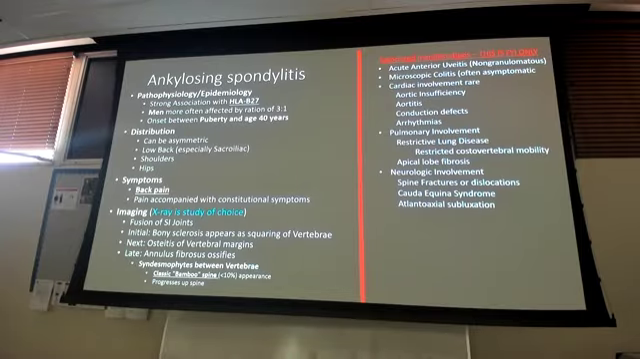Okay. Ankylosing spondylitis. Strong association with HLA-B27, you'll learn more about that in the future. Onset between puberty and age 40 is usually when this presents. Can be asymmetric in the SI joints, but in reality, this is low back pain. This is a lumbar spine thing. It can affect the SI joints, but lumbar most commonly.